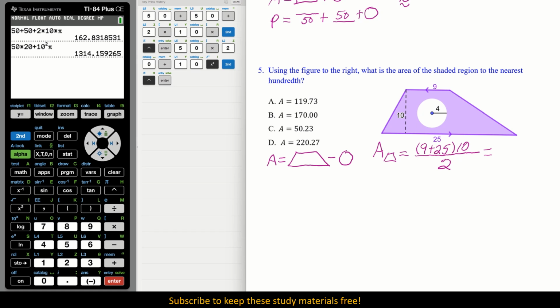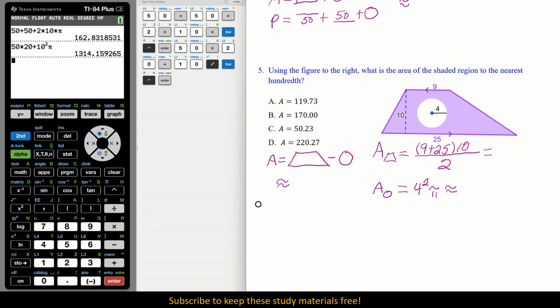So let's go ahead and do the circle while we're at it. The area of the circle equals, well, our radius is 4, so that's 4 squared times pi. And is it in terms of pi? No, it is not. So we will get an approximation. So our entire answer will be an approximation. Okay, so put it all in the calculator and get it over with.